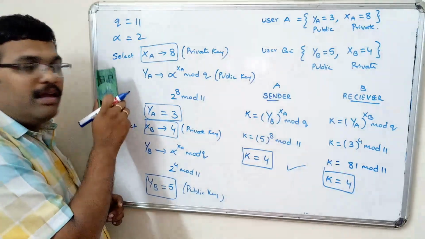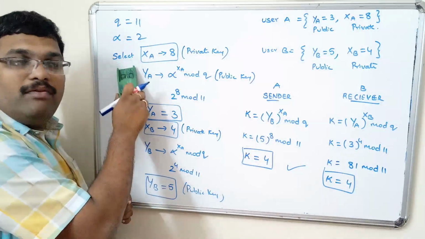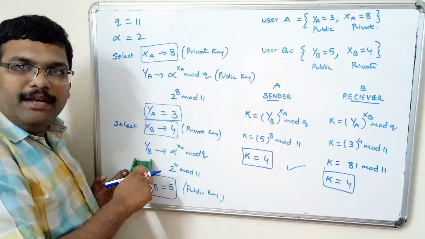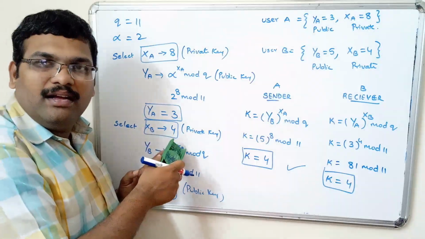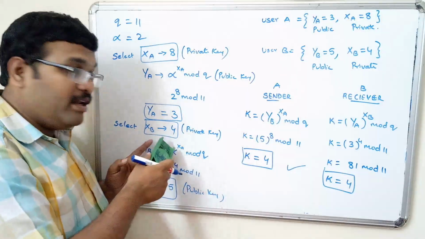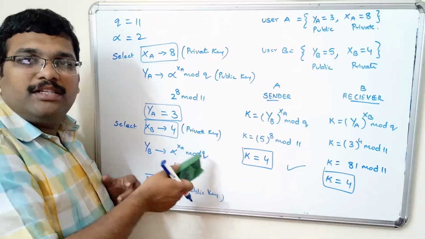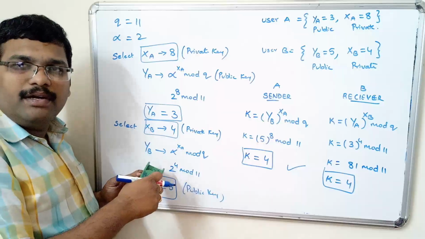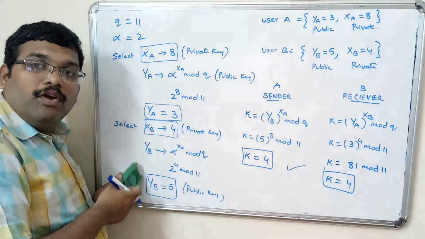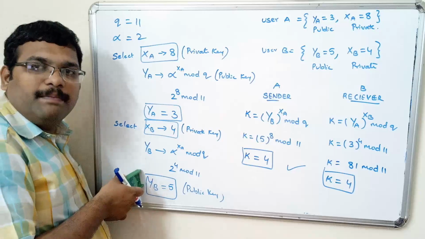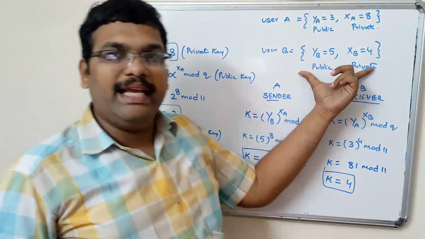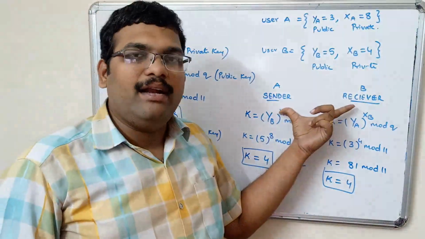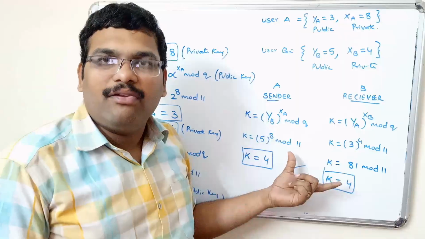Now at user A we have the private key and the public key. Same you have to repeat for user B. That means select the private key of the receiver, and based upon the private key of the receiver calculate the public key of the receiver, YB. Now here also we got the public key and private key of user B. So after getting all those 4 keys, the public key and private key of both user A and B, now at the sender side you have to calculate the key.